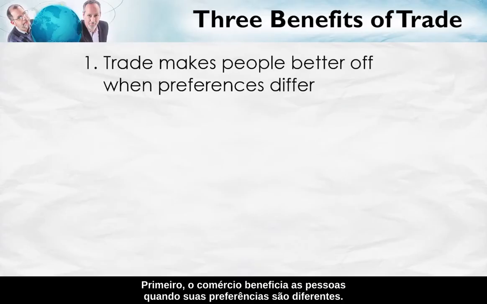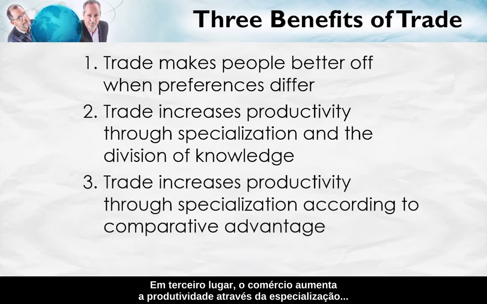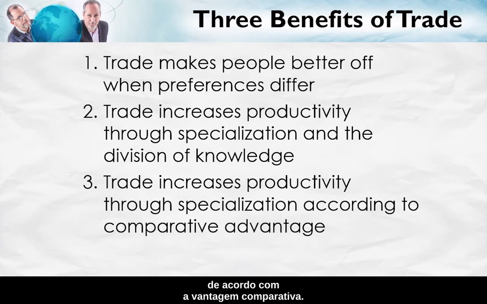First, trade makes people better off when their preferences differ. Second, trade increases productivity through specialization and the division of knowledge. Third, trade increases productivity through specialization according to comparative advantage. We'll cover the first two of these in this talk and comparative advantage in subsequent videos.